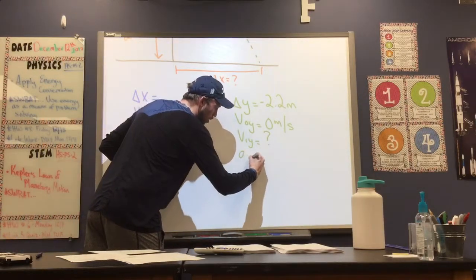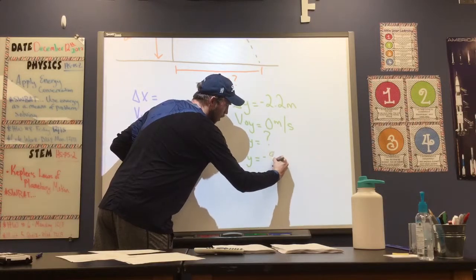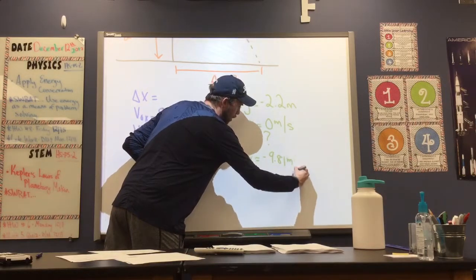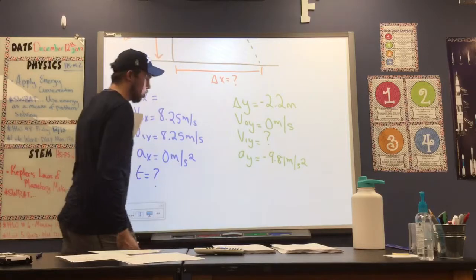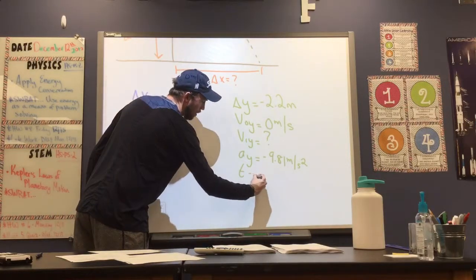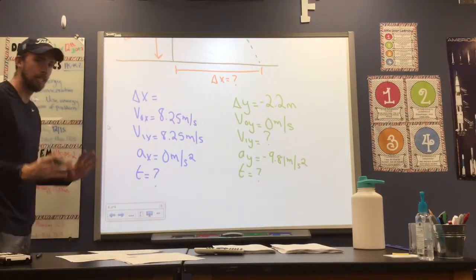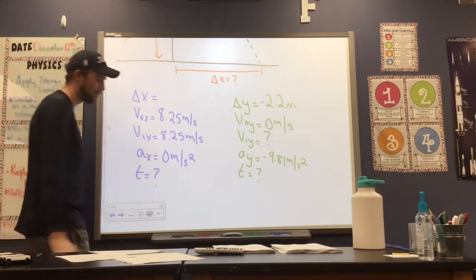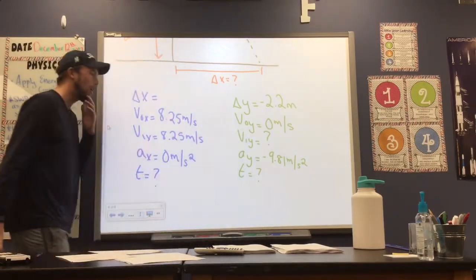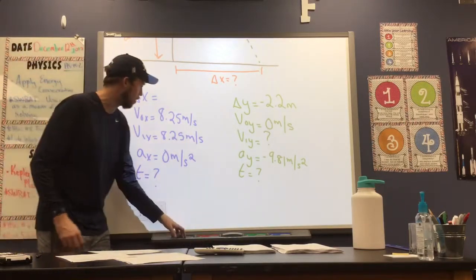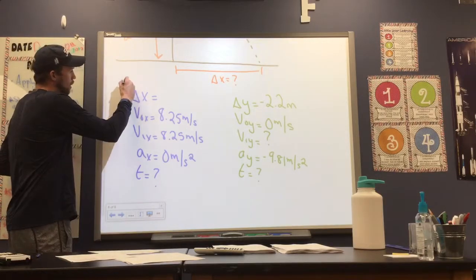And then for our object in the y direction, our acceleration in the y is negative 9.81 meters per second squared. And again, we don't have time. Not literally, but just in the problem, we don't have time, right? Now, here, we want to solve for our delta x value. So I'm going to put a star by that over here.